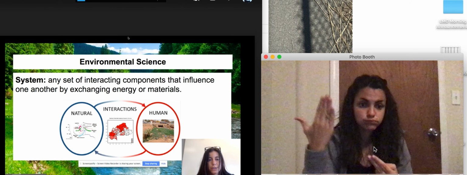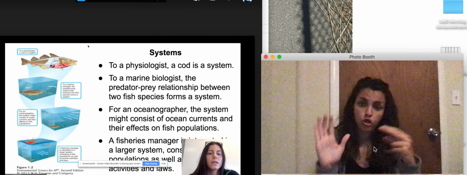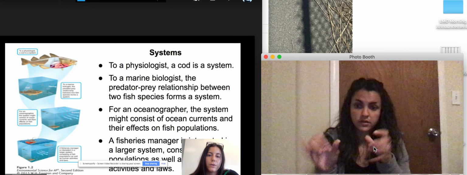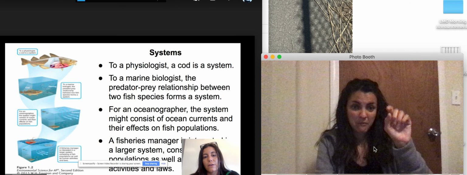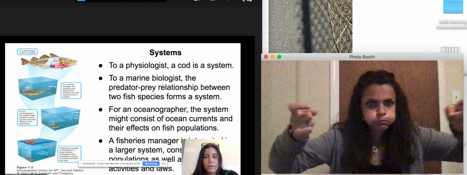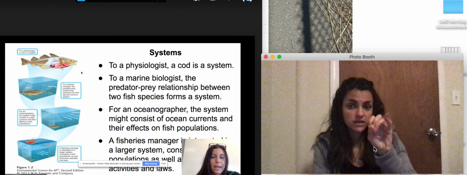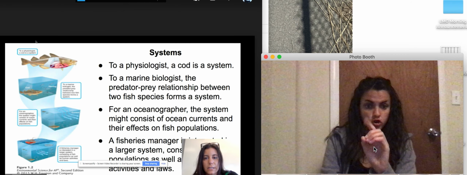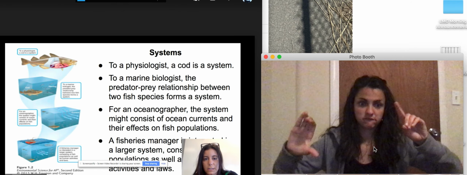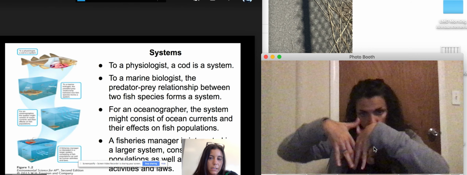So now we're going to break down environmental systems a little bit more by looking at a diagram. So if you look at this diagram, systems, these interacting components are on many different levels. You could have really small systems, and then you can have very large systems. So let's look at some examples. To a physiologist, if you see in this diagram, a cod is a system in itself. So the whole cod itself is a full system, right? All the interacting parts and components within the cod is considered a system.